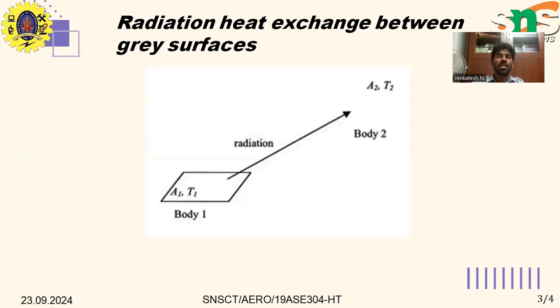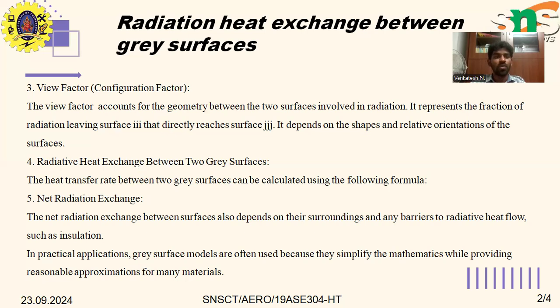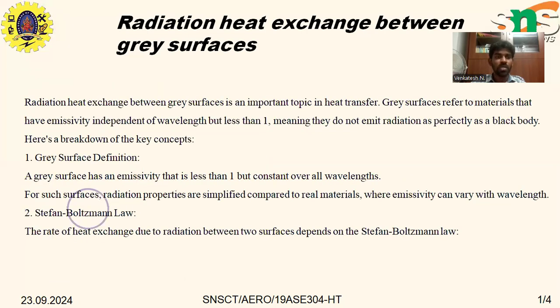So this is the concept of radiation heat exchange between the surfaces A1 and A2, with the radiating body A2 at T2. These radiative heat exchanges between the surfaces can be calculated using the formula, and the net radiation exchange between surfaces also depends on their surroundings and any barriers to radiative heat flow. So these are the important key parameters that will be adopted in radiation heat exchange between gray surfaces.